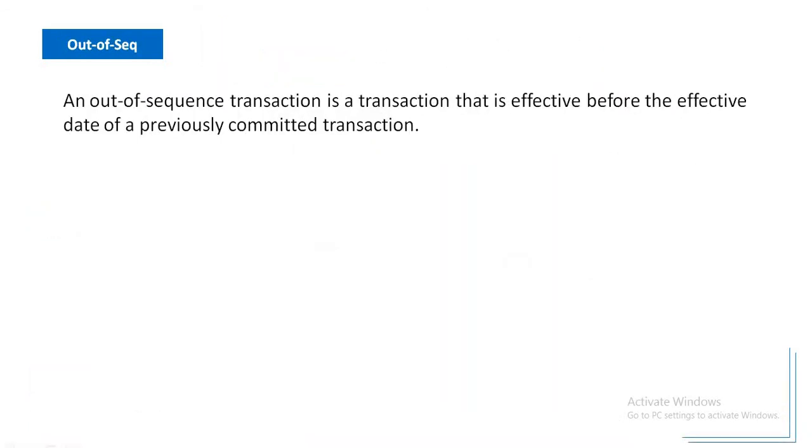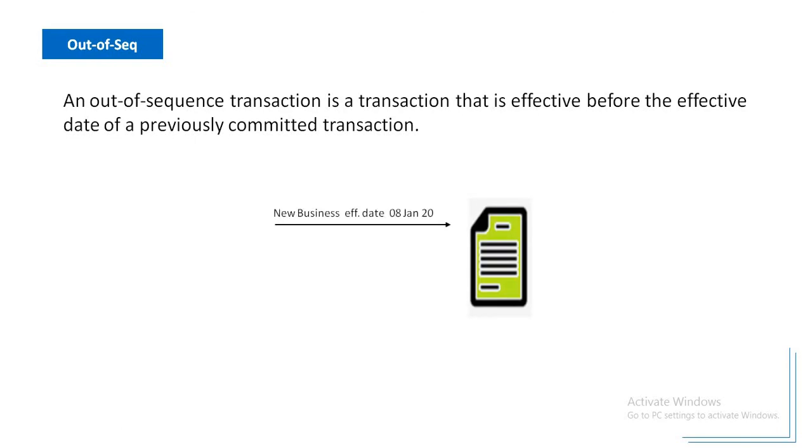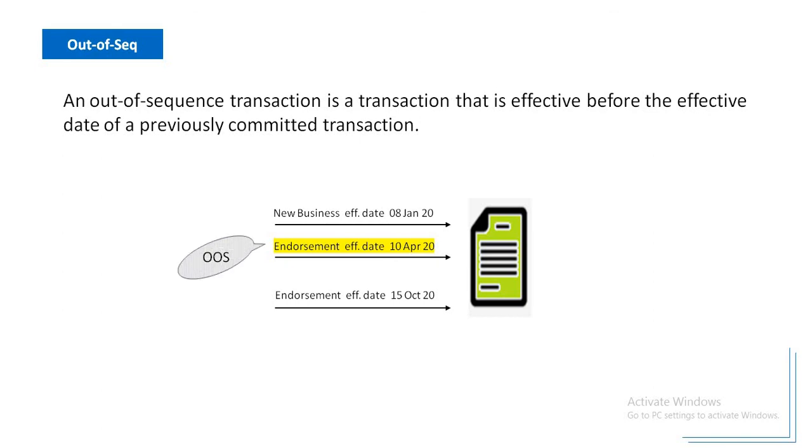An out-of-sequence transaction is a transaction that is effective before the effective date of a previously committed transaction. For example, consider a policy with a new business effective date of 8th January. The user has performed the first endorsement with an effective date of 15th October. Now a new transaction is initiated on the policy with an effective date of 10th April, which is effective prior to the first endorsement. It will be called an out-of-sequence transaction.